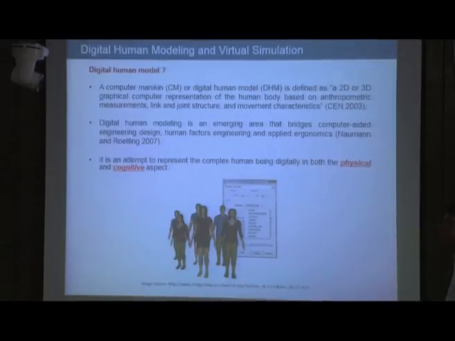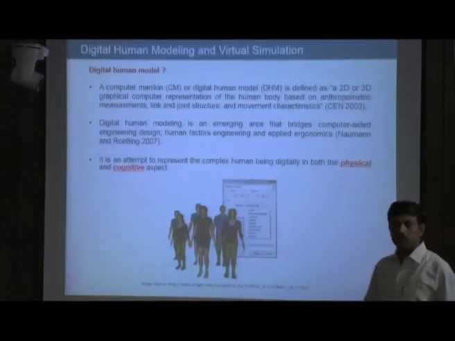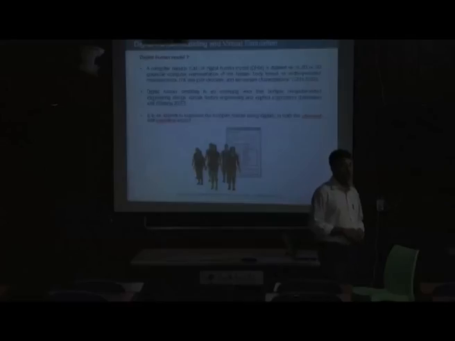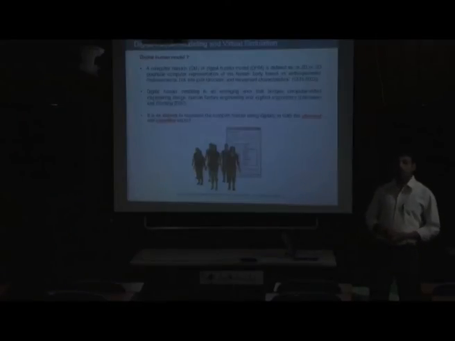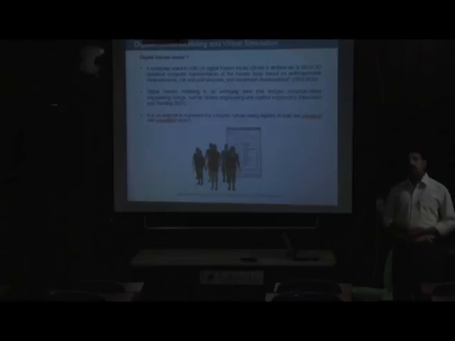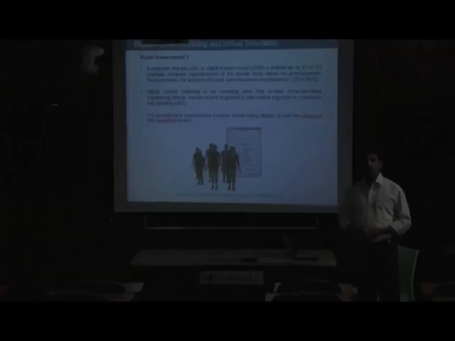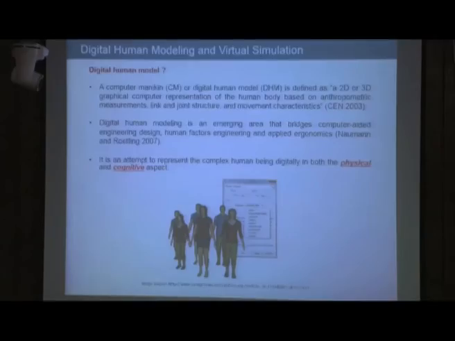CE in 2003 defined a digital human model as a computer graphics mannequin. It can be defined as a 2-dimensional or 3-dimensional graphical computer representation of the human body based on anthropometric measurements, link and joint structure and movement characteristics. In other words, digital human models are 2-dimensional or 3-dimensional representations of the human body based on anthropometric and biomechanical data, and those models are used for virtual ergonomic evaluation of products and workstations.